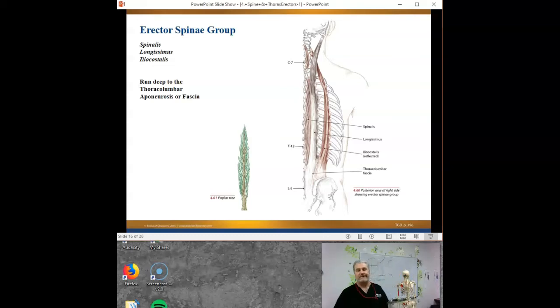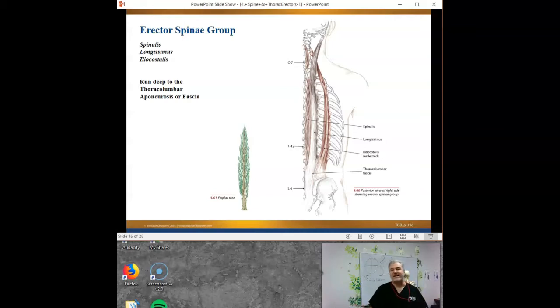Extension of the spine is bilateral. If it were to work unilaterally, what do you suppose might happen? Lateral flexion. You got the right idea. Lateral flexion to the right or the left, depending on which side it's working, to the same side that's working. Well done, everybody.